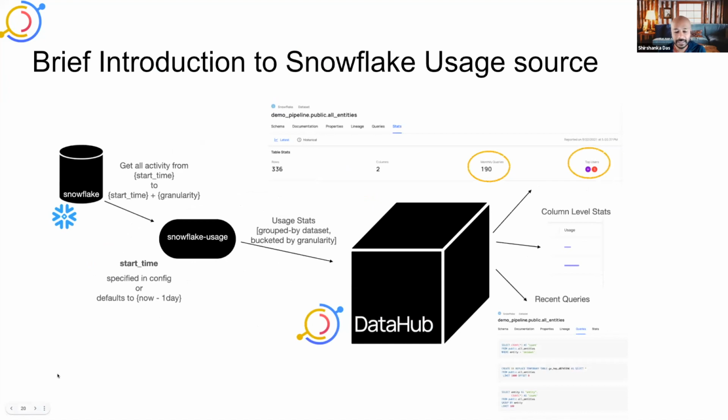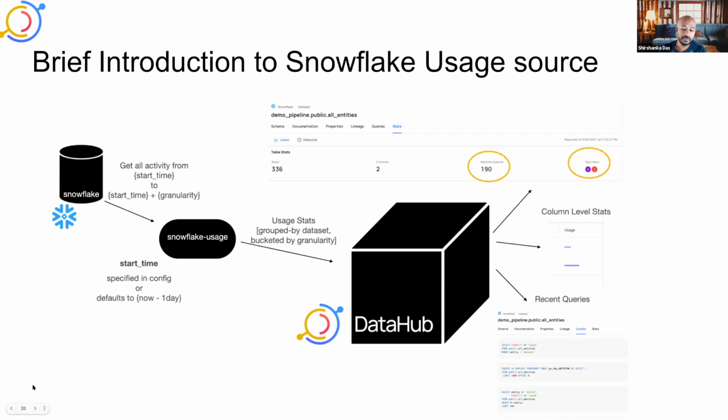So let's start with an example of a connector that we already have. It's called the Snowflake usage source, and let's look at how it works today. The Snowflake usage source starts up, and it's got in its configuration a variable called start time. That start time can be specified in your configuration. So you can say start time is yesterday, or start time is day before yesterday. And depending on what you specify, the Snowflake usage connector says, okay, I'm going to start from this time and pull all usage logs from this start time up to a granularity, and the default granularity is 1 day.